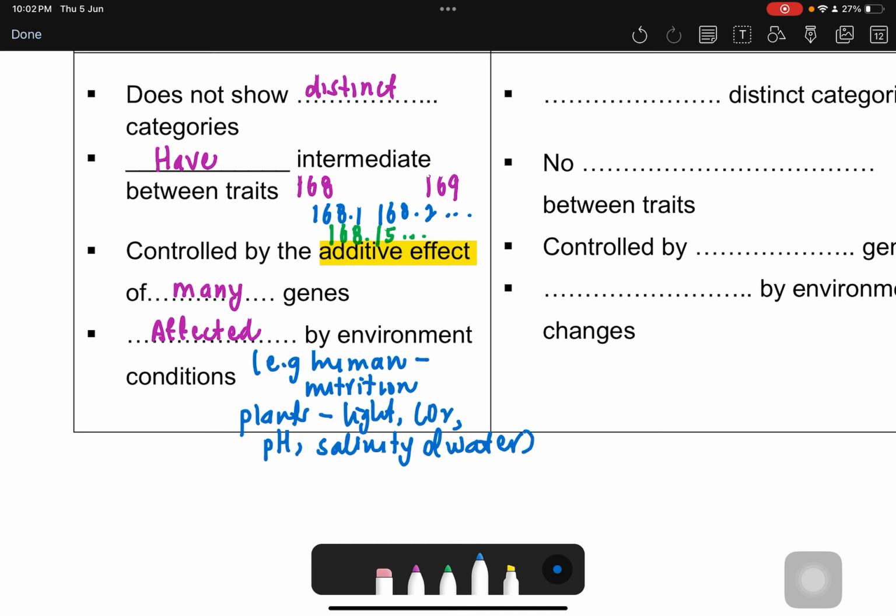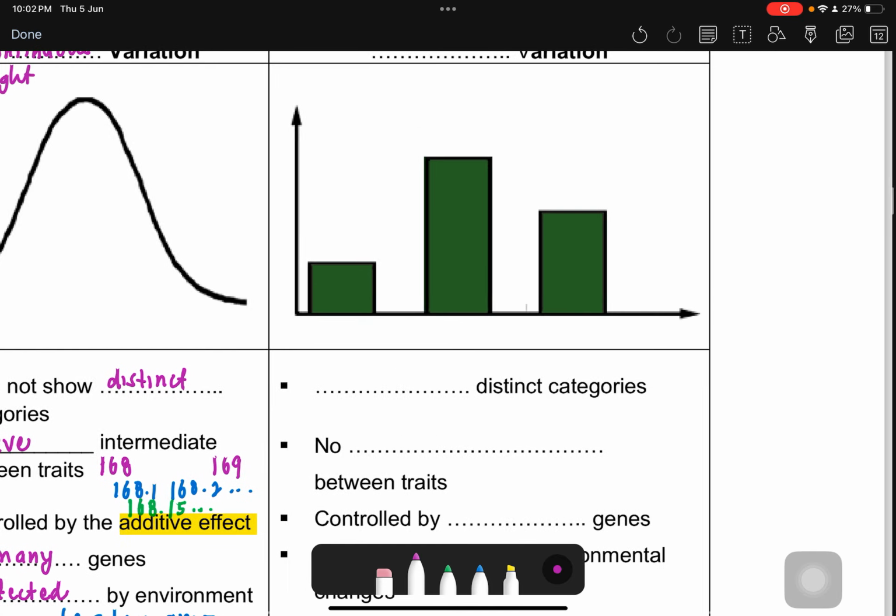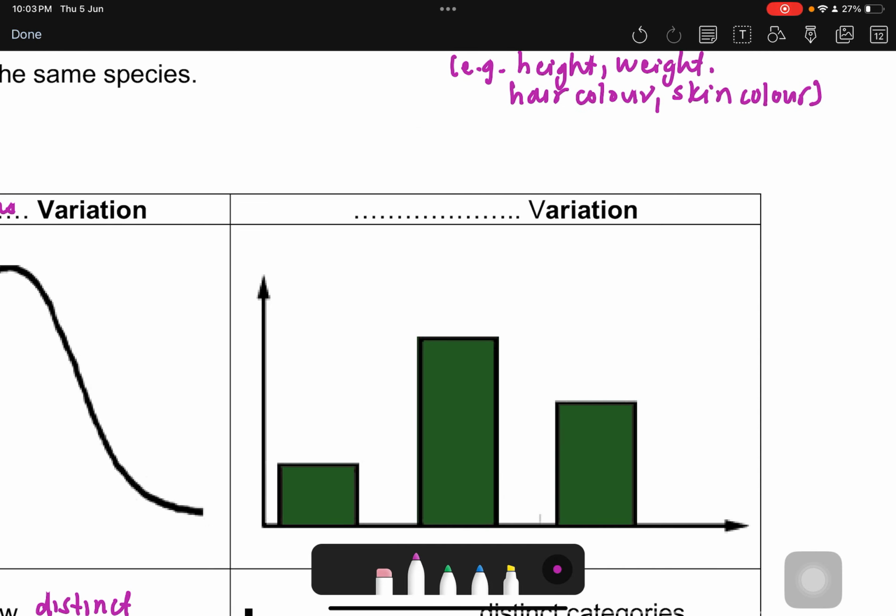So continuous variation, we'll look at a few examples in a bit. But before we talk about the examples, let me proceed on to discontinuous variation.